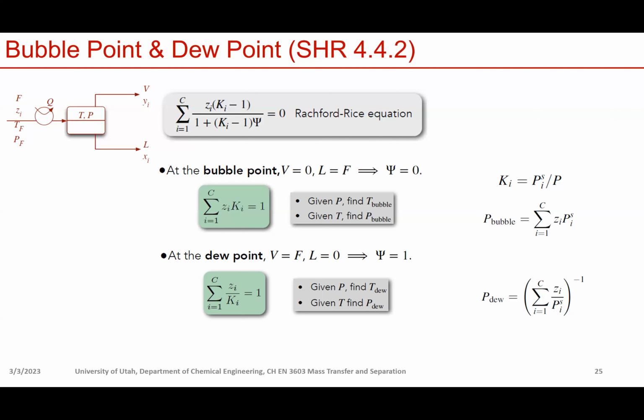So for a given pressure, you can find a temperature at which the Ki value of each component makes this equation satisfied, and that will be the dew point, right? And similarly, you can do this with the pressure. So again, we need a model for the K value, and if we use Raoult's law as a model, then this is the simplest case. You can just plug in Ki here, then you will get the dew point pressure to be this.